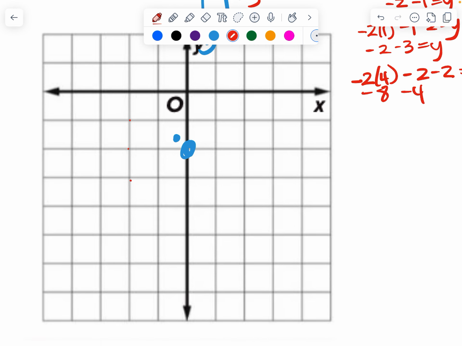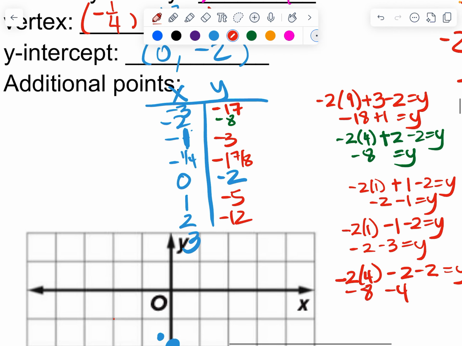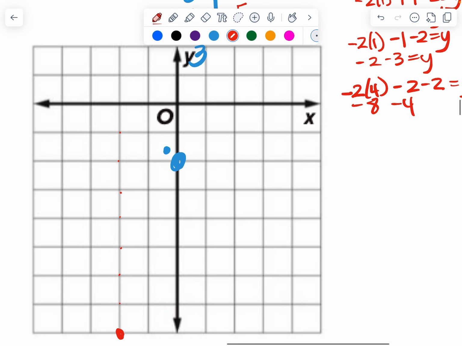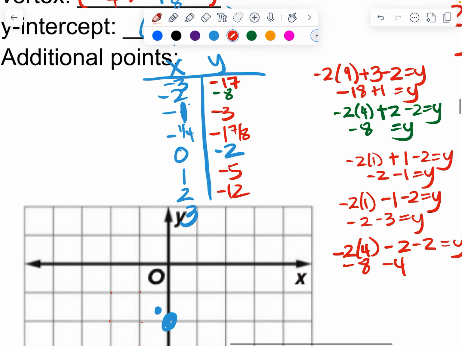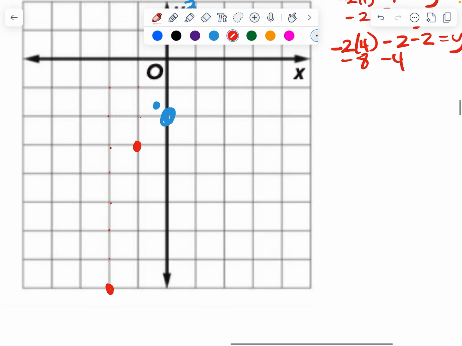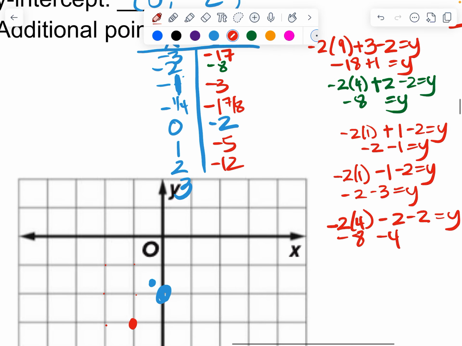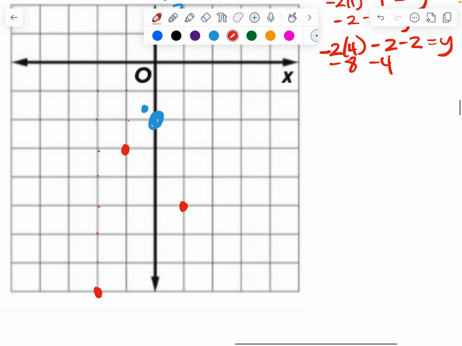1, 2, 3, 4, 5, 6, 7, 8. Then -1, -3. 1, 2, 3. Then 0, -2, 1, -5. 2, 3, 4, 5. And 2, -12. Okay.